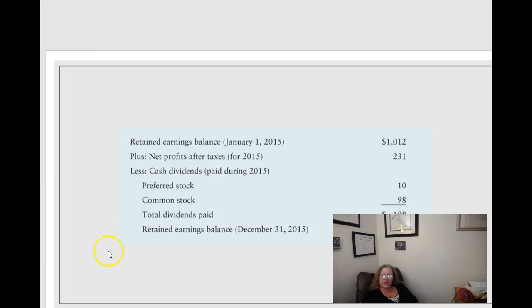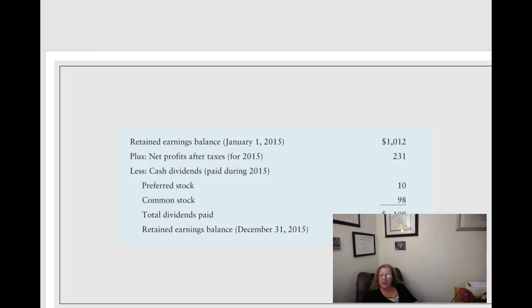We start with the balance in that account on January 1st. We add any net profit after taxes. You could go back to the income statement and see this would be the net profit after taxes. And then we list and subtract any cash dividends that were paid and total that together, and we get our retained earnings balance at the end of the year.